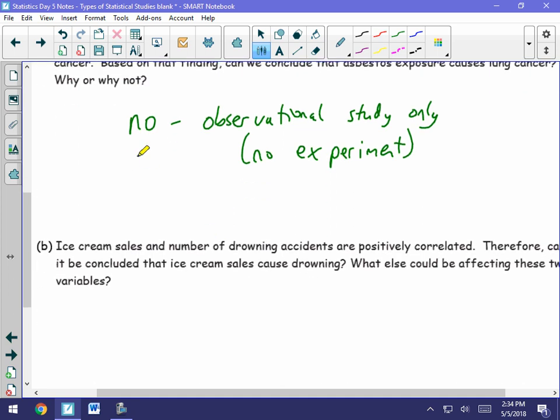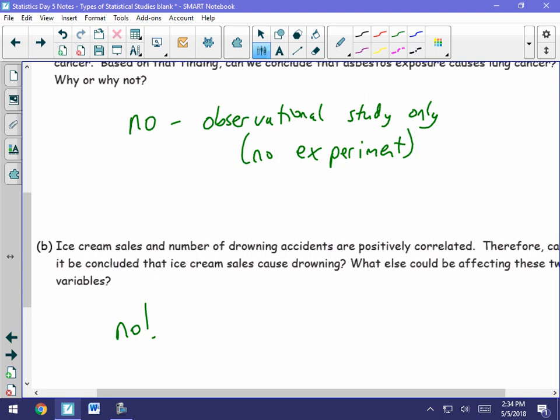On to letter B. Ice cream sales and the number of drowning accidents are positively correlated, meaning they're both going up at the same rate. Therefore, can it be concluded that ice cream sales cause drowning? What else could be affecting these two variables? So hopefully you're saying, no, don't think ice cream is causing more people to drown. But what else could be going on that would affect both of those things to be going up?